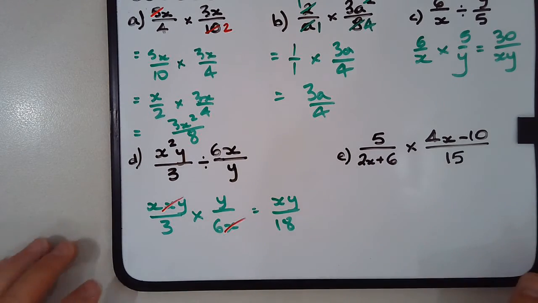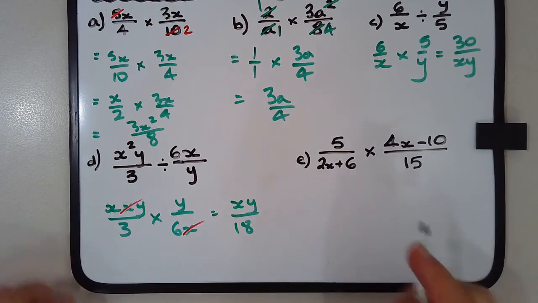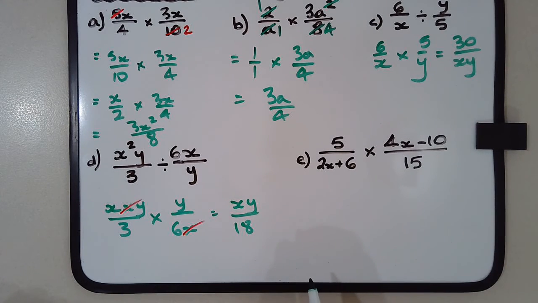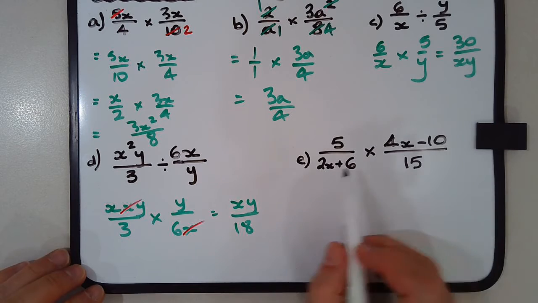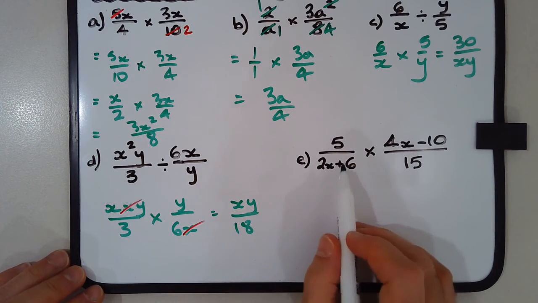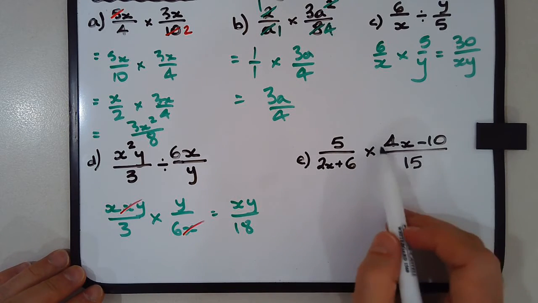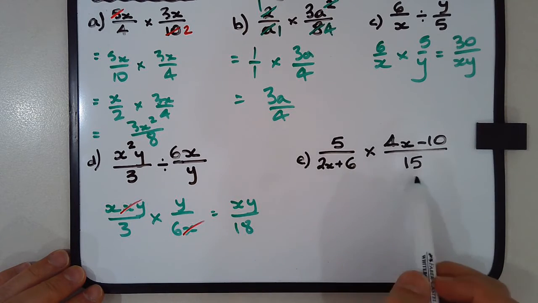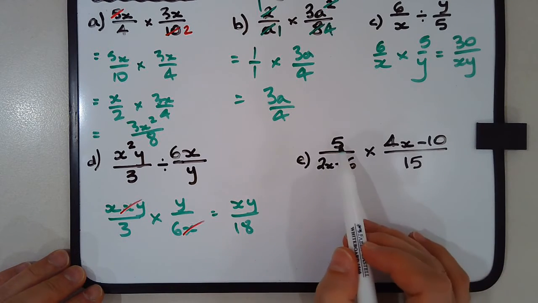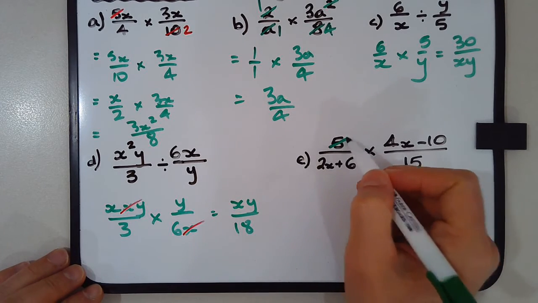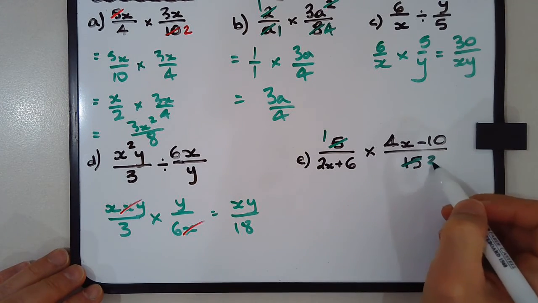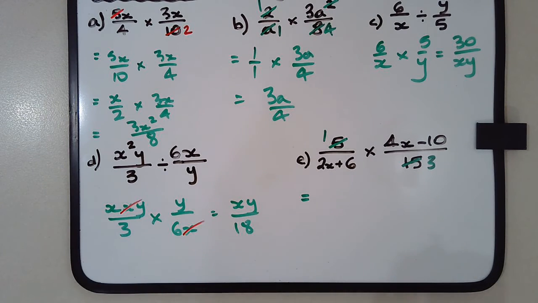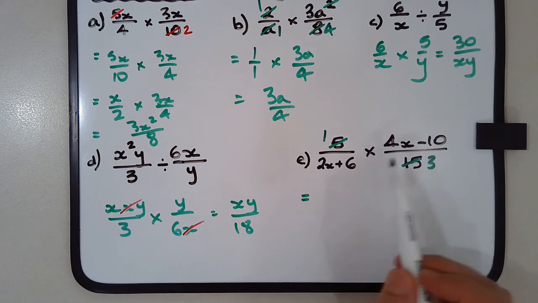All right, last one. So 5 over 2x plus 6 multiplied by 4x minus 10 on 15. Two things we can do. We can factorize the numerator of the first fraction, and factorize the numerator of the second fraction. We can also see that we can cancel diagonally, or reduce diagonally, 5 over 15. Why don't we do that first? So we could reduce this to 1 over 3, and we can factorize this denominator and this numerator.